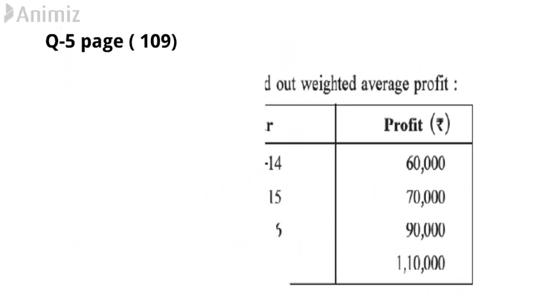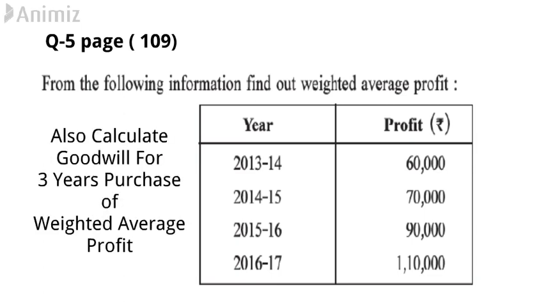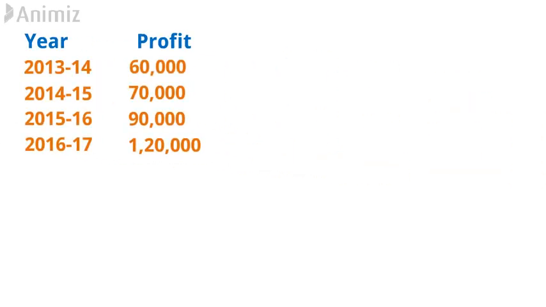The next question which we will solve is question number 5 on page number 109. It is from your exercise. Question says, from the following information, find out weighted average profit, and they have given data of 4 years profit. But I have added something that we will also calculate goodwill for 3 years purchase of weighted average profit. Here you are having the data as given in the question.